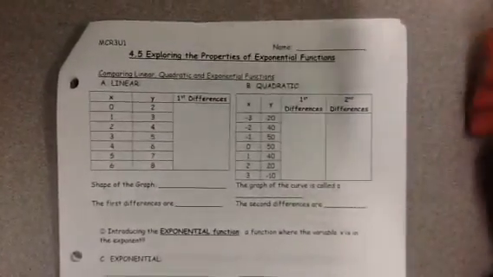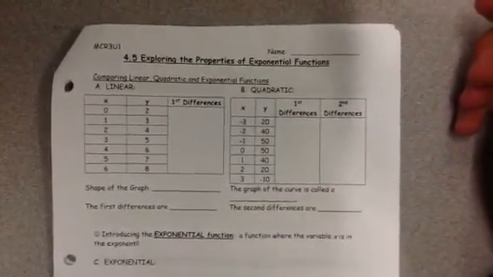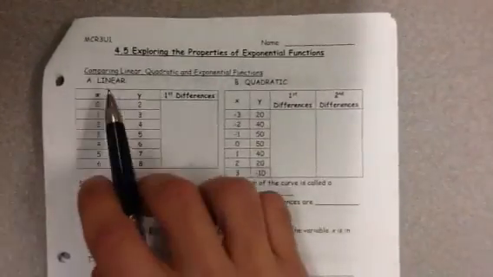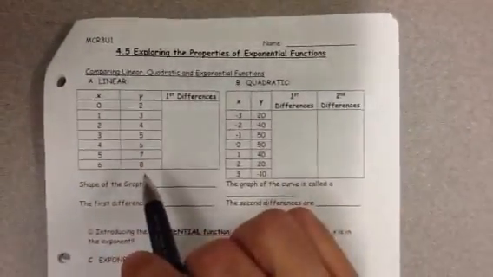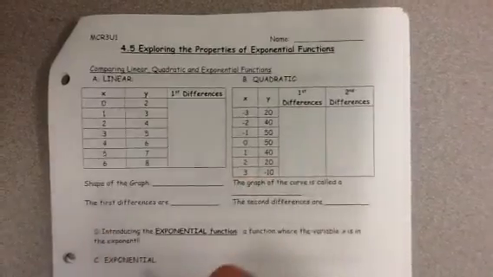Okay, so let's take a look at 4.5, exploring the properties of exponential functions. It says compare linear, quadratic, and exponential functions. So A, how do you know if something is linear?